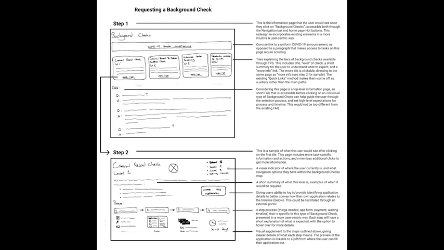4 main clickable tiles on the page show the 4 different levels of background checks available to the user with a short summary of each kind of check. A short list of FAQs under these tiles further guides users through the selection process.